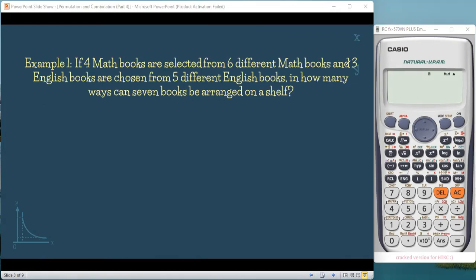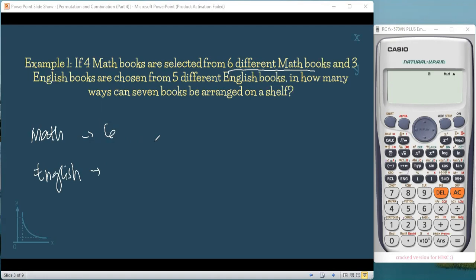So example number 1. If 4 math books are selected from 6 different math books and 3 English books are chosen from 5 different English books, in how many ways can 7 books be arranged on a shelf? Sa problem pong ito, meron po tayong math books at meron po tayong English books. So ilan pong math books ang available dito sa problem natin? There are 6 different math books. So, ibig sabihin, 6 po ito.